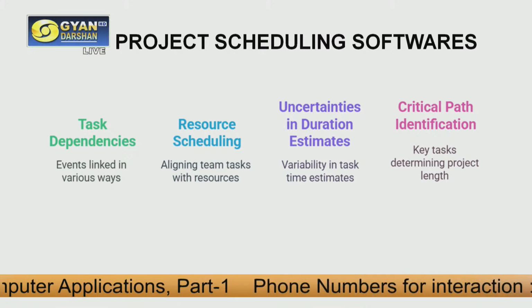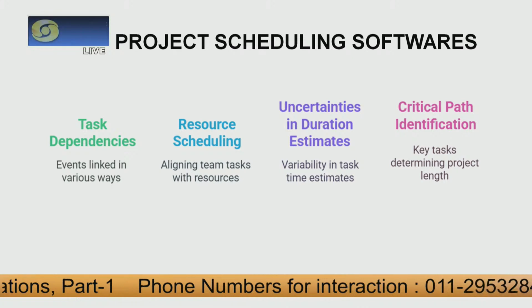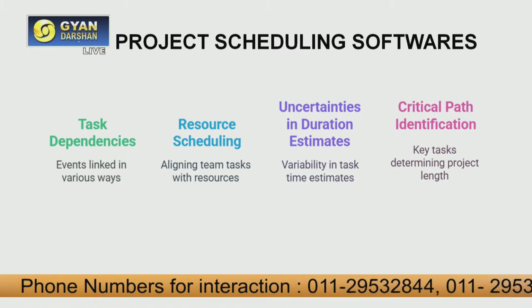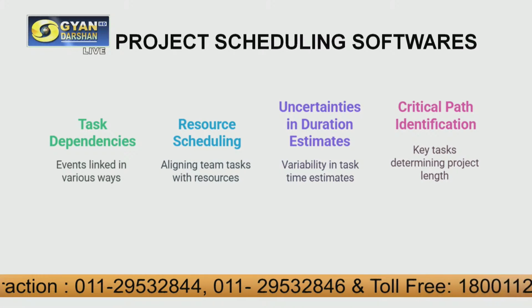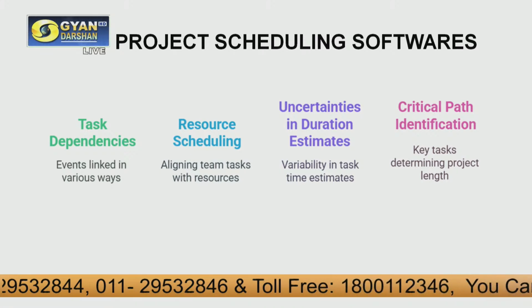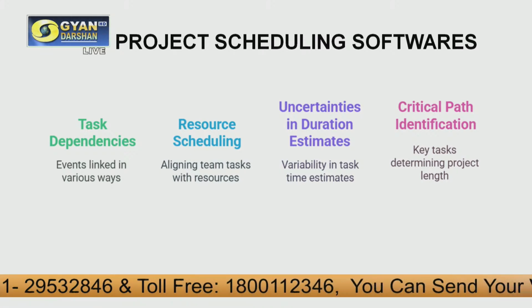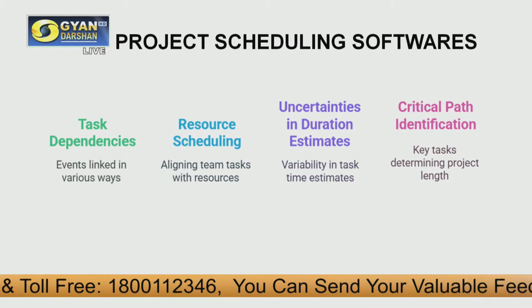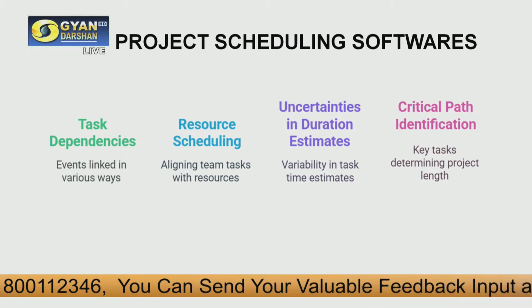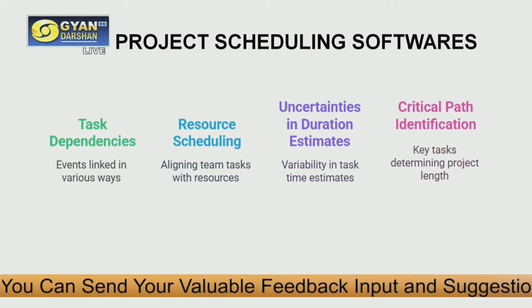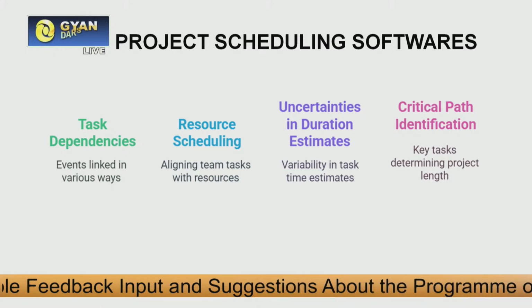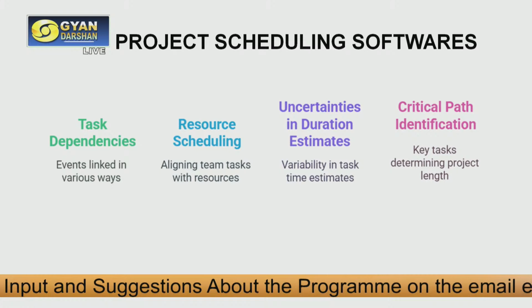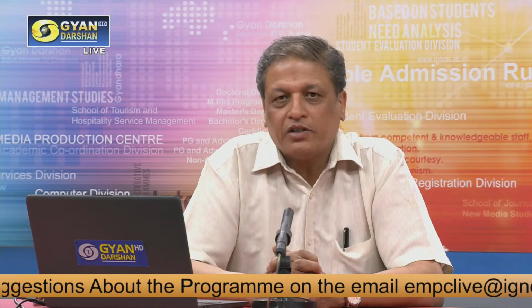Apart from this, you need to have some mechanisms to manage the uncertainties in the duration estimates, because there might be some problems in between. So how much execution time is required, you need to have some flexibility, so that uncertainties are taken care of also. And you need to identify the critical path, the shortest path, the optimized path, which will help you to schedule the task, so that all the jobs related to the execution of any project can be executed in a timely manner.